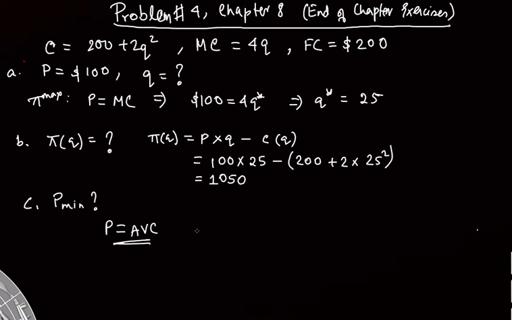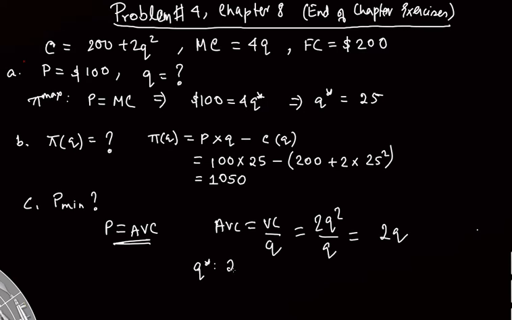So AVC is variable cost divided by quantity. Variable cost is given to us, 2Q squared, that is the variable cost part, 2Q squared by Q, which is equal to 2Q. Therefore, if Q star is equal to 25, then AVC is 2 times 25, or 50. Therefore, the minimum price that the firm will be willing to accept is $50.